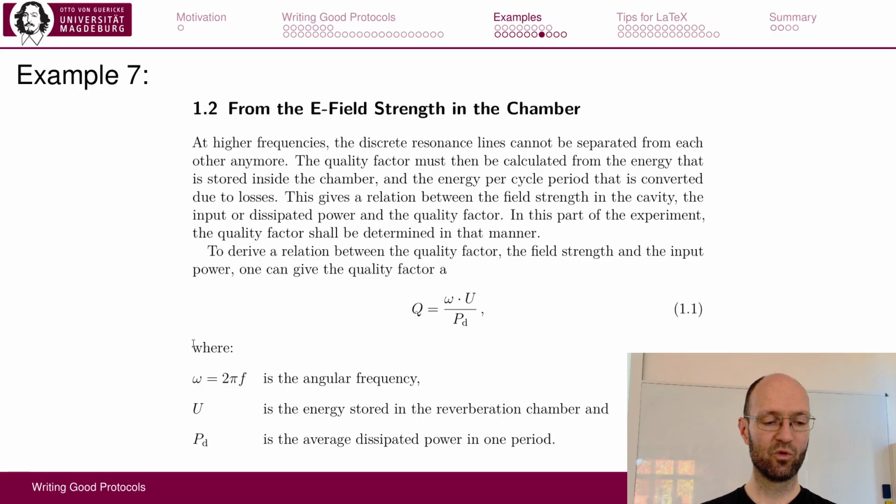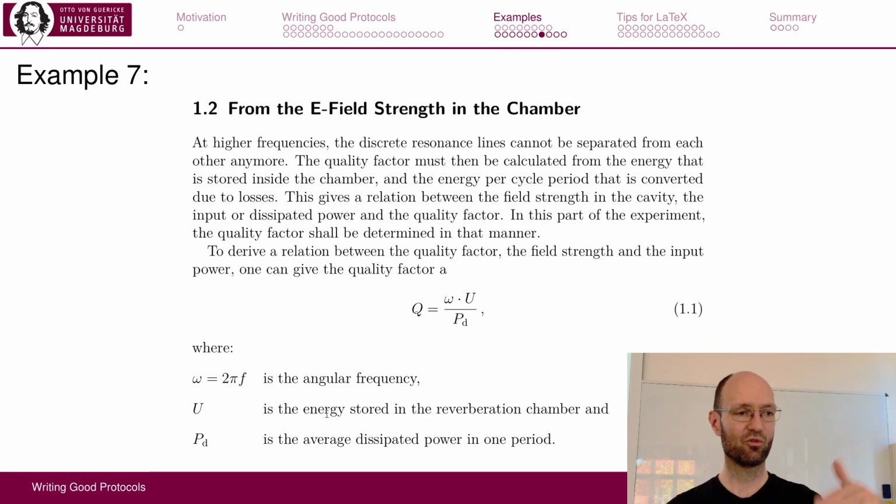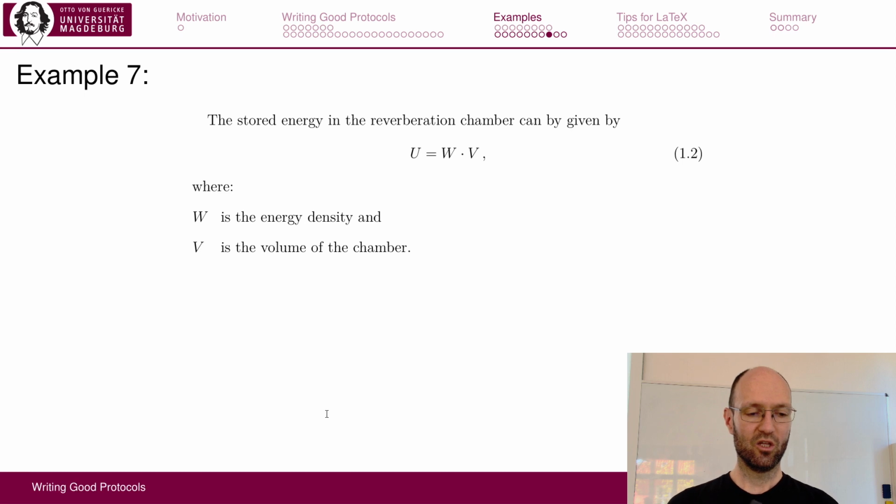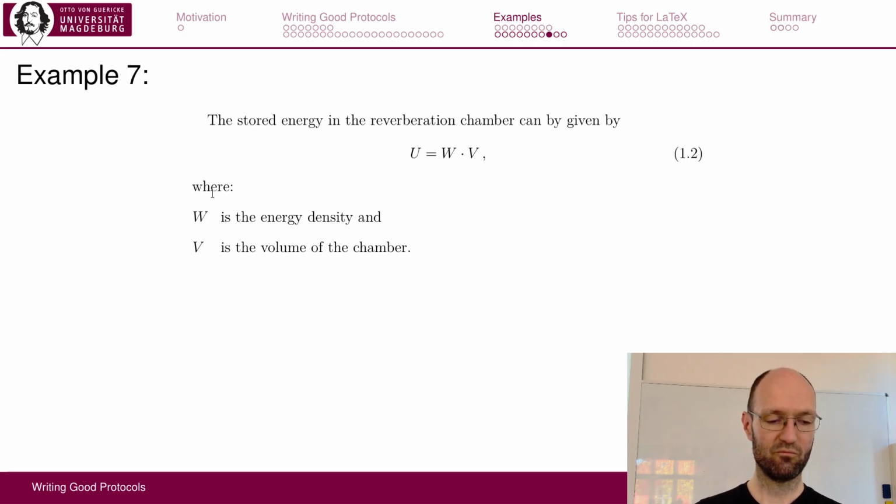Okay, and the other option would be to say, instead of writing this as a text, okay, where omega is the angular frequency, U is the energy stored, PD is the average dissipated power. This consumes a bit more space, but also gives a nice overview of the quantities and variables used in some equation. And yeah, it's a much better harmonized style than the one that we have seen before. Is there a question? No, okay.